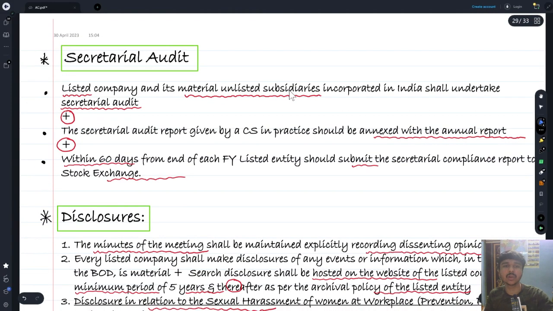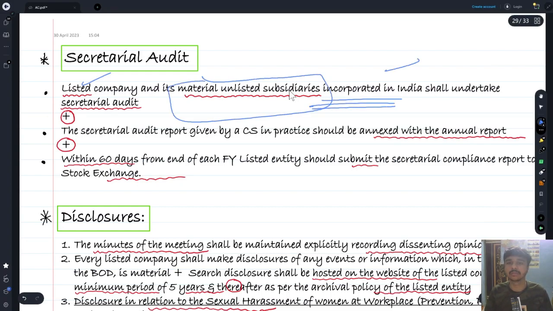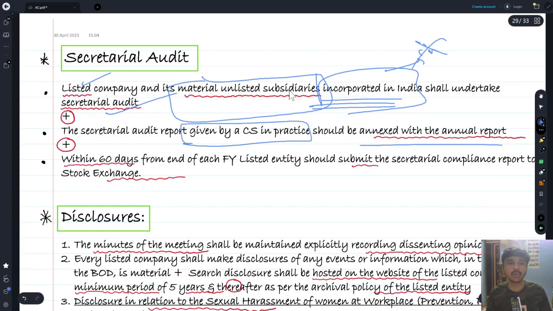Next is the secretarial audit. Who should do secretarial audit? Obviously only the rich can afford it. So the listed company, it's a rich company, and a material unlisted subsidiary incorporated in India. If it's incorporated outside India, no secretarial audit is required, but incorporated in India, it needs to have a secretarial audit. The report will be given by a company secretary in practice. It should be annexed with the annual report.